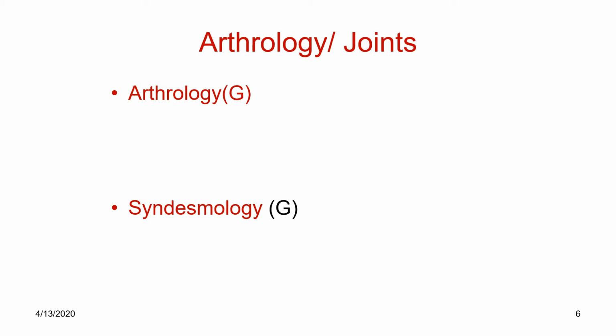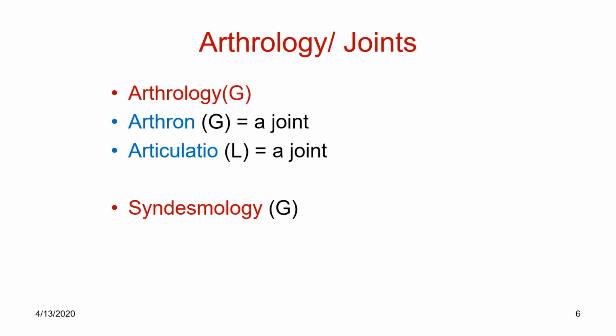Now let us go to the topic, arthrology or joints. Joints are otherwise known as arthros. So the term arthrology, where it is derived from, you have to understand. Similarly, there is another term called syndesmology. Both these terms are derived from Greek. Arthrology is derived from the Greek word arthron, which means a joint.